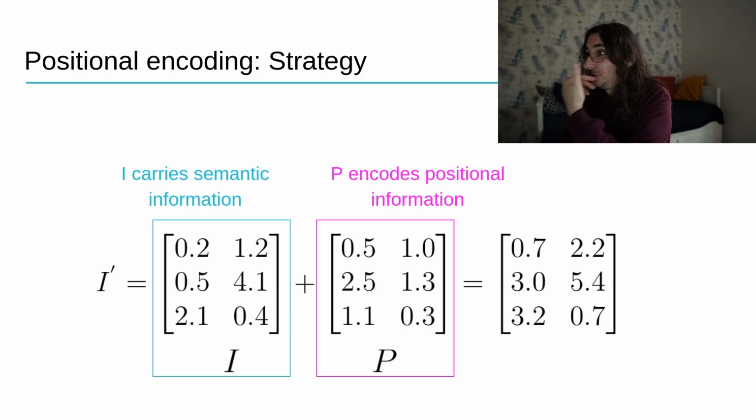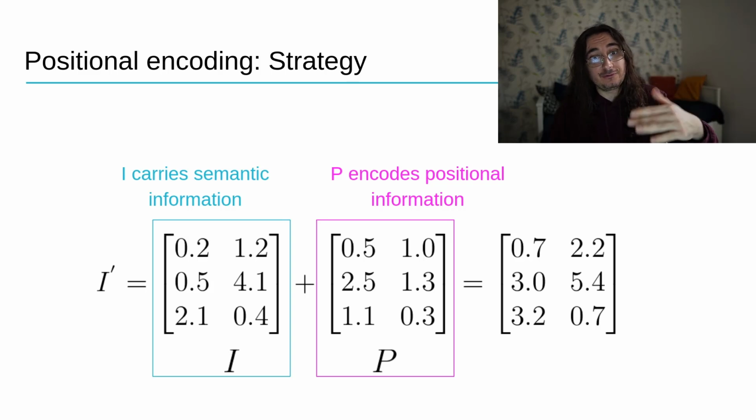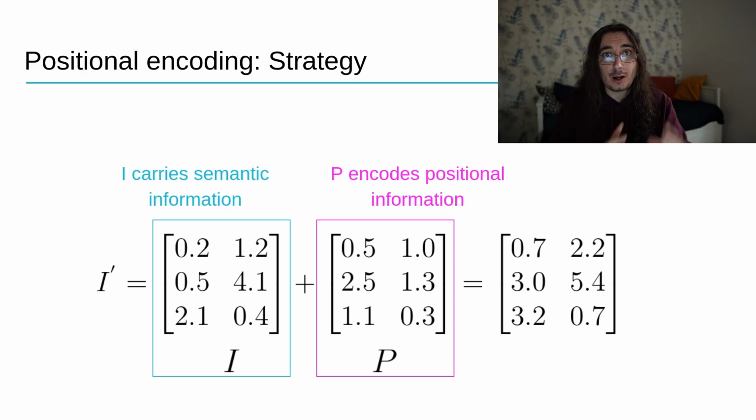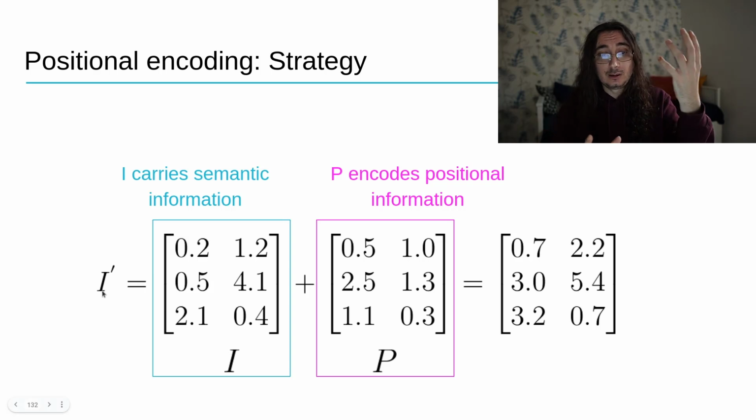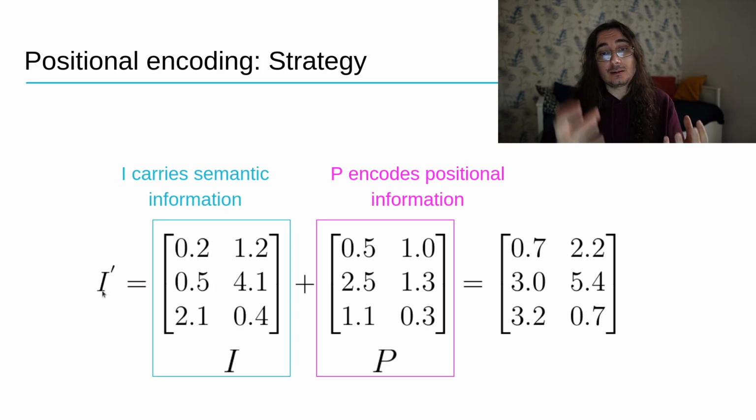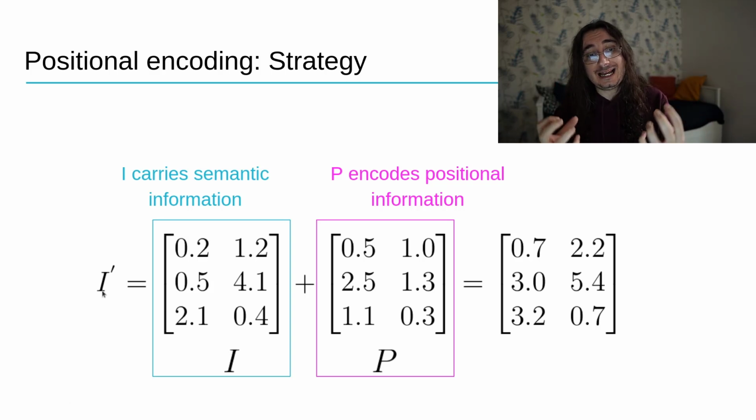P knows nothing about content, about semantics, but it actually encodes positional information. So I provides content, P provides order. We add those two up and we get I prime. So I prime is a superimposition of information about semantics and positional information. So we have two types of information in the same matrix, and we feed this into the transformer.